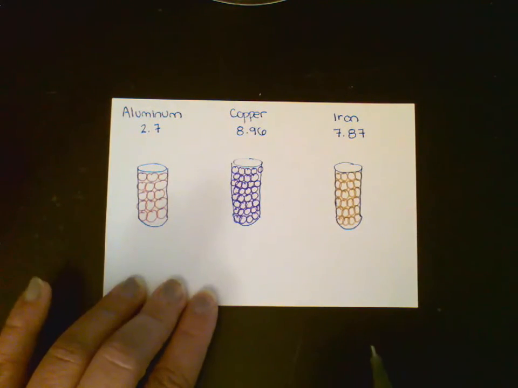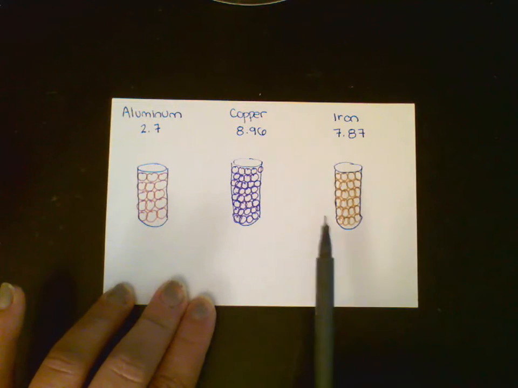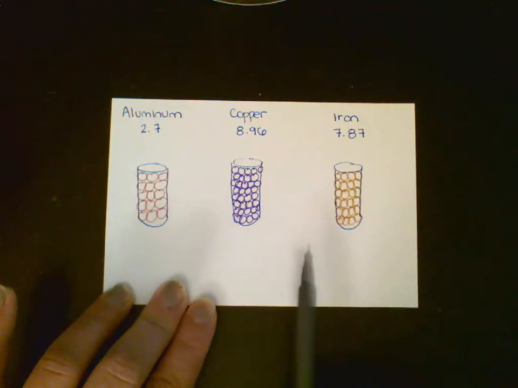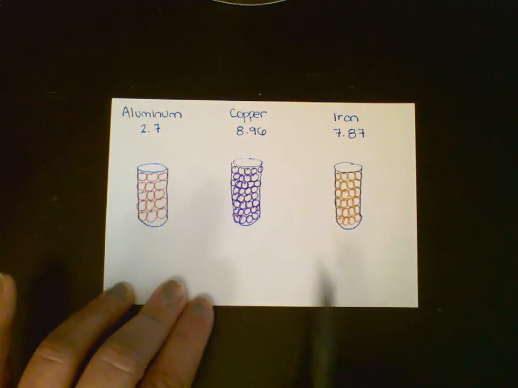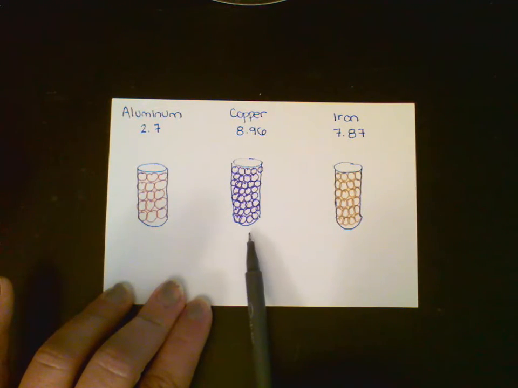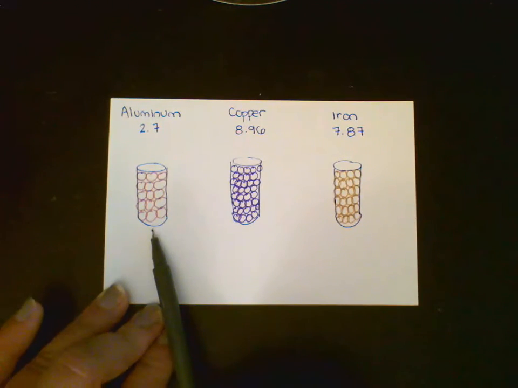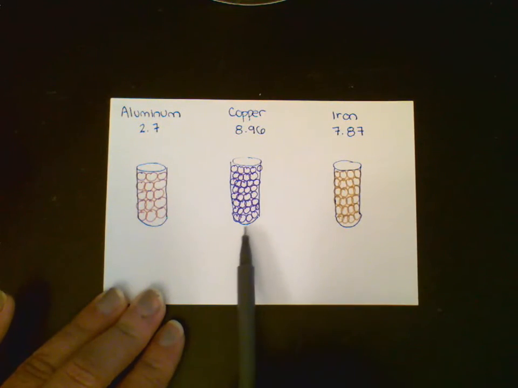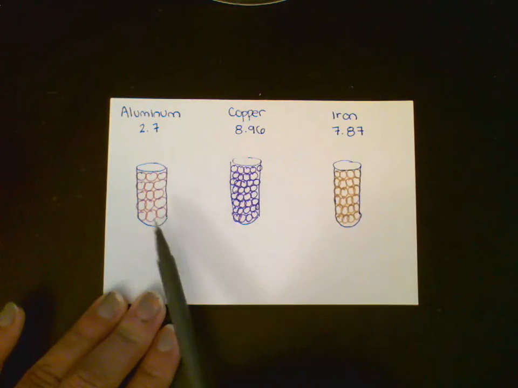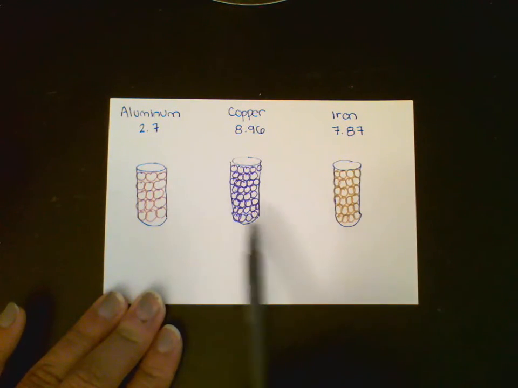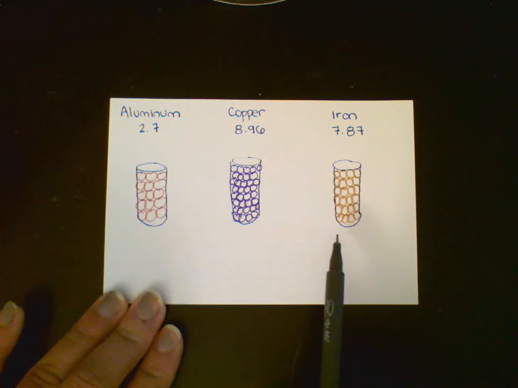Okay. So if we look at this, and you were to count up the number of particles, you would find that this has the most particles in this amount of space. Then this one, then this one. Or these particles are the closest together. These are a little bit farther apart. These are the farthest apart. Notice that all of the particles are still touching though, because we're dealing with solids.